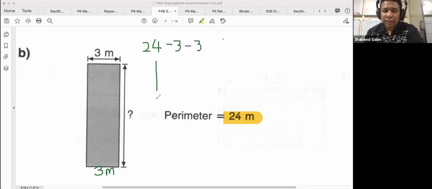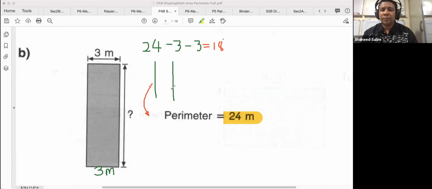So at first you have a rectangle like this. I draw a rectangle. And then now you minus the 3. You minus another 3. You are now left with the balance of these two. So how much is the answer? 24 minus 3 is 21. 21 minus 3 is 18. So these two are 18. This plus this is 18 meters.